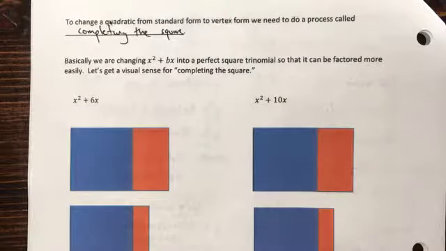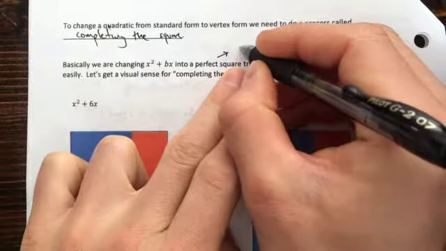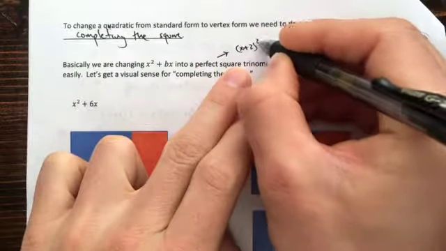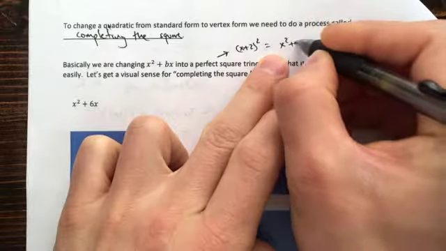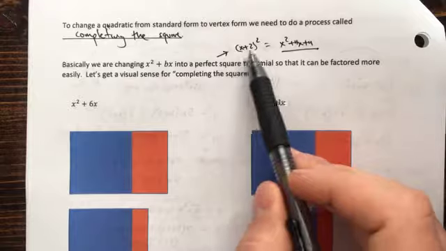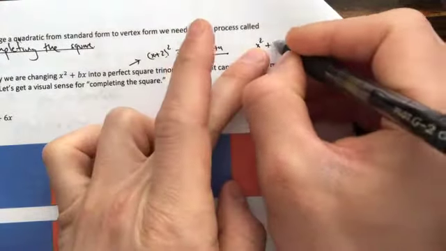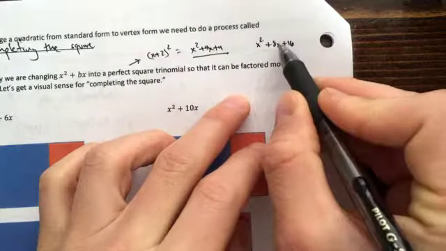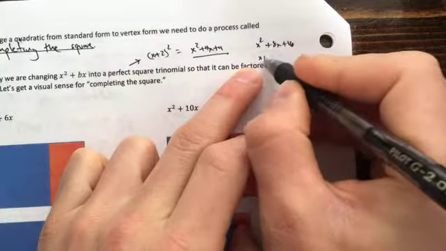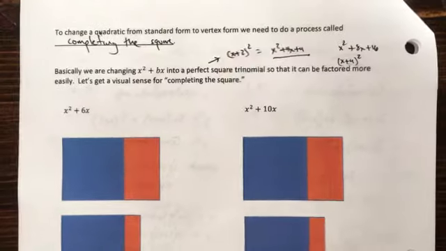A perfect square trinomial is a trinomial that is the square of a binomial. An example would be x plus 2 squared is equal to x squared plus 4x plus 4. That's a perfect square trinomial because it's a binomial squared. Another example would be x squared plus 8x plus 16, because that is x plus 4 all squared. So when a binomial squared gives us a trinomial, it's a perfect square trinomial.